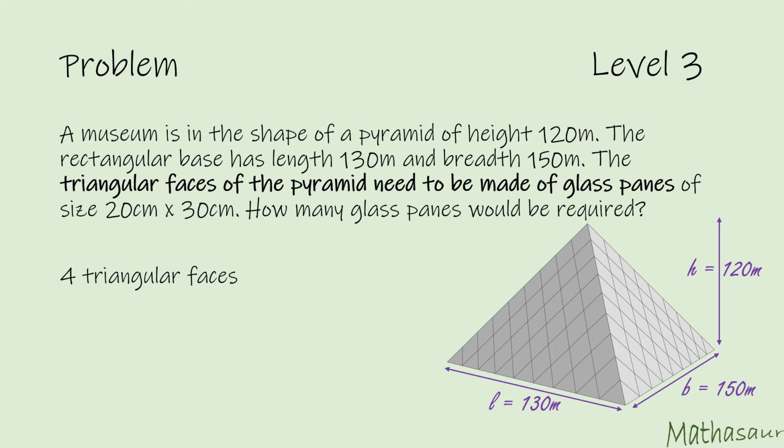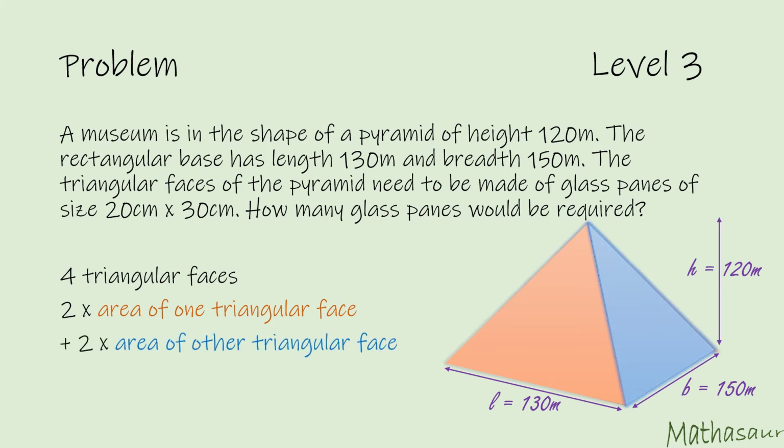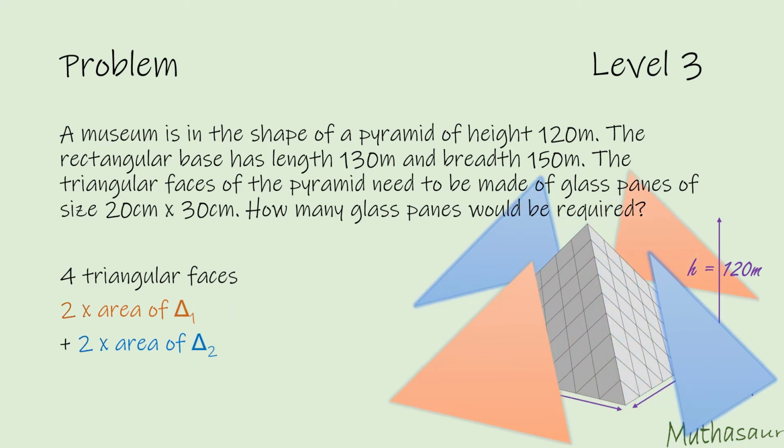Now, we are going to put glass panes on triangular faces. Recall that the base is a rectangle, so the triangular faces are not congruent this time. So there will be two congruent triangles which are drawn with length 130 meters. And there will be two congruent triangles which are drawn along the width of the rectangular base. Alright, so we have 2 times area of triangle 1, which is shown orange in color, and 2 times area of triangle 2, which is shown blue in color.